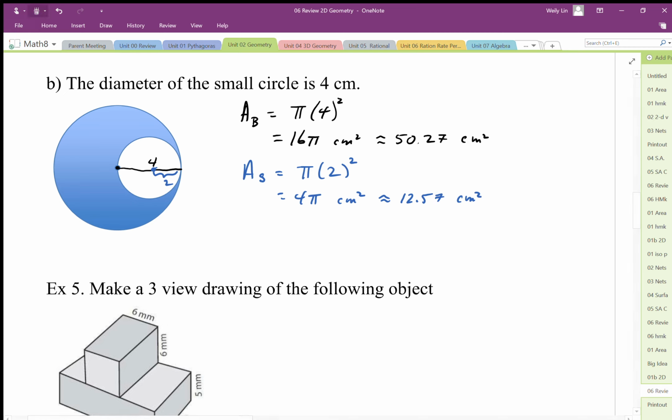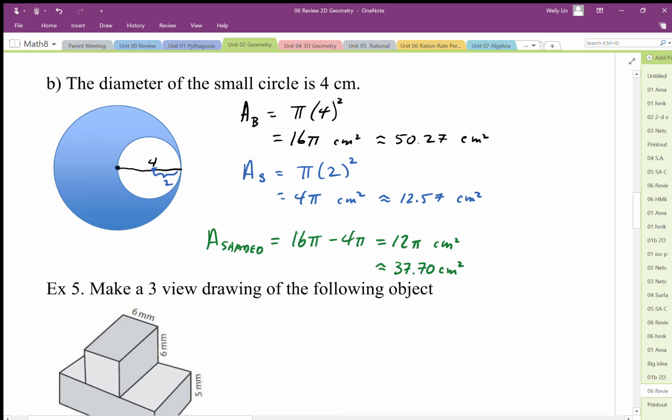So the area of the shaded region, I'll do this in green, is equal to 16 pi minus 4 pi, which is 12 pi centimeters squared. If I work out the decimal, 12 pi is about 37.70 centimeters squared. So that will give us the area of the shaded region.